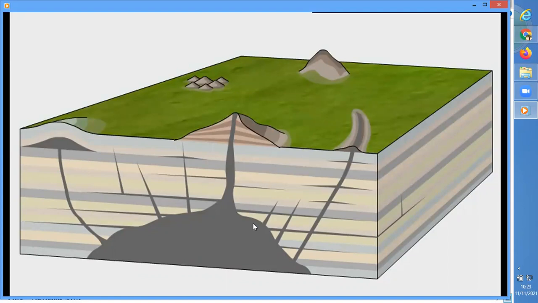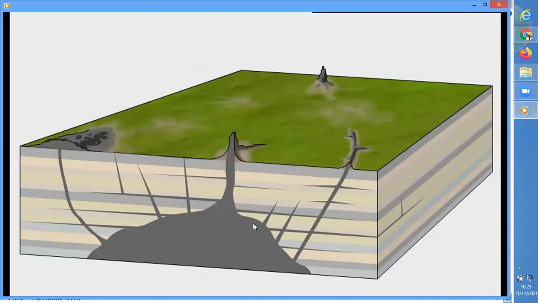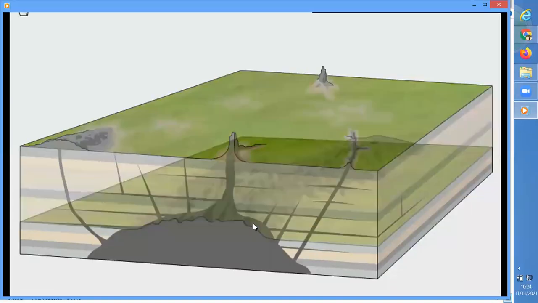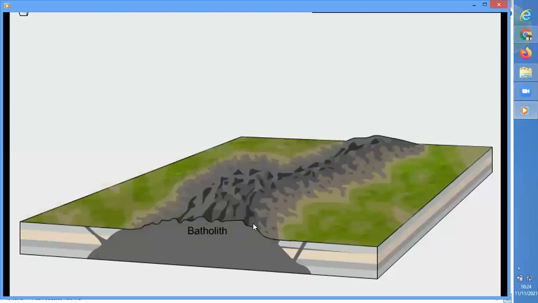Erosion can expose intrusive activity and bring it to the surface. Batholiths are a great example of features which can be exposed through erosion. They are formed deep below the Earth's surface when magma cools and solidifies, forming large crystals in the rock, such as granite. Batholiths are often dome-shaped and can be exposed by erosion, such as the batholith in Hameldown Tor on Dartmoor.